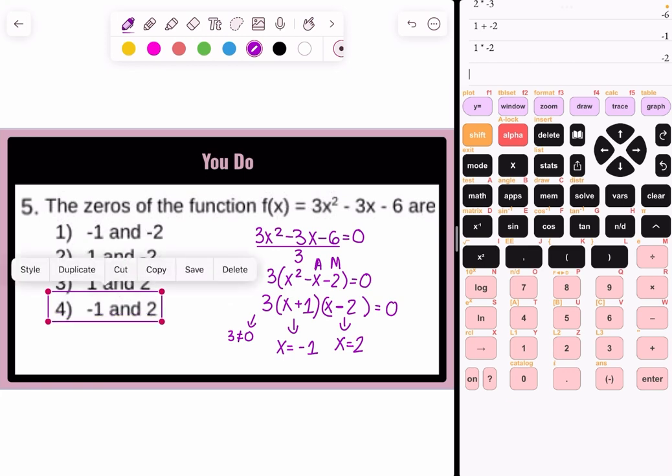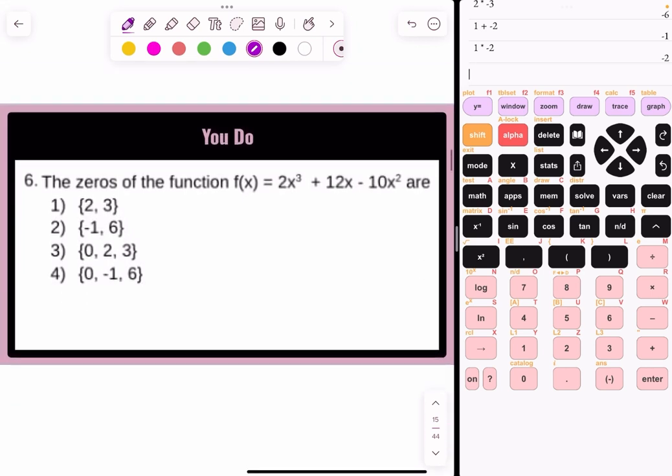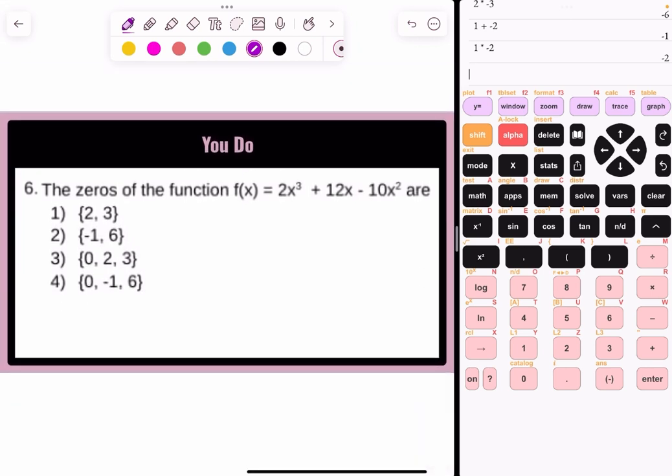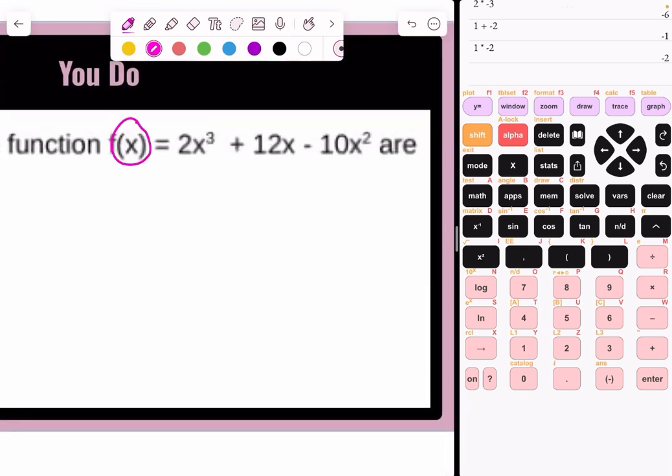All right, let's go look at number 6. The zeros of this function are, all right, another you do problem. I want you to factor this. We set this equal to 0, and now I need you to factor this. Pause the video and try it on your own.